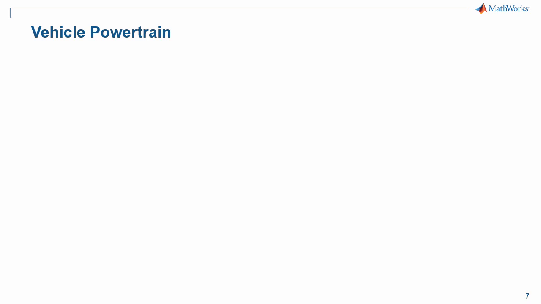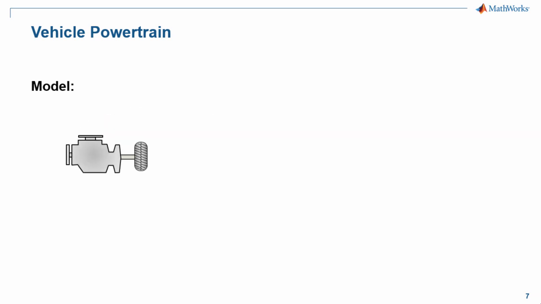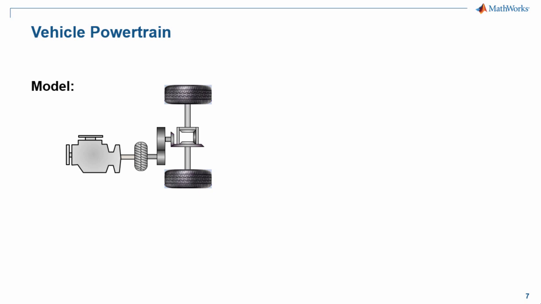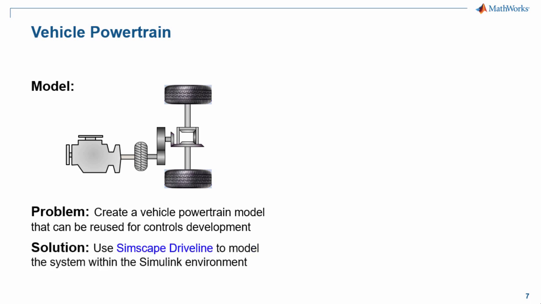In this demonstration, we're going to see how we can use Simscape Driveline to model a vehicle powertrain. Our model will include an engine, torque converter, gear, differential, and tire dynamics. We would like to use this model for controls development. We will develop it in Simscape Driveline so that we can use it within the Simulink environment.